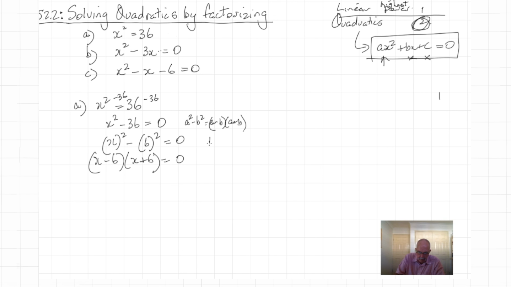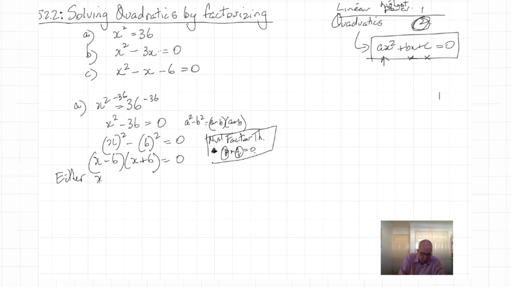And there is a thing called the null factor theorem. Null meaning 0. And that just says that if you've got two things, let's not use a and b, if you've got p times q equals 0, if you've got two factors or more that multiply together to give you 0, one of them has to be equal to 0. You don't know which one, but you know one of them has to be equal to 0.